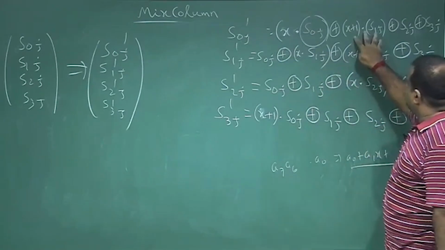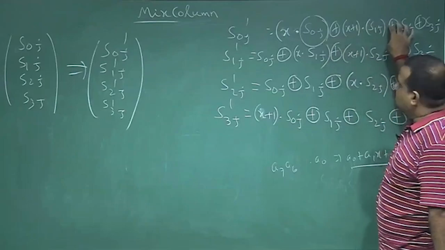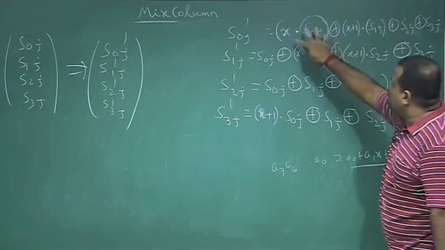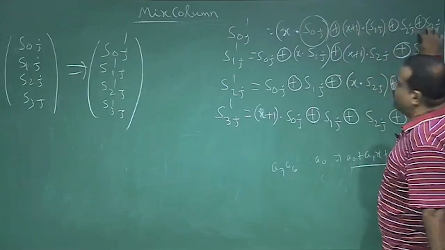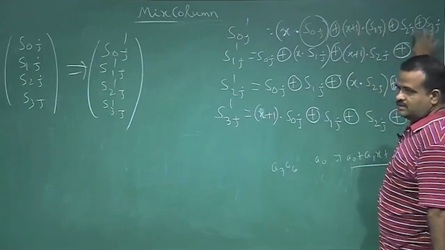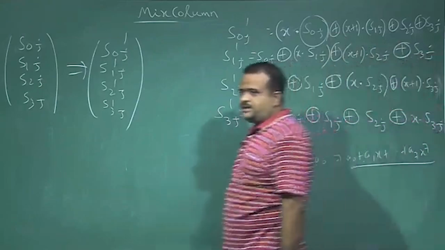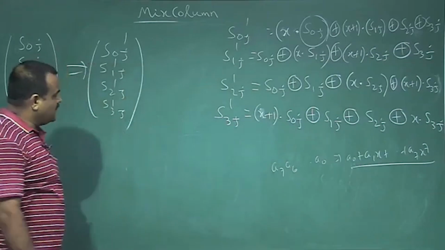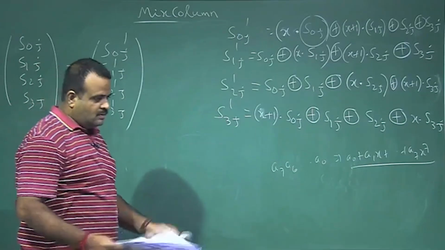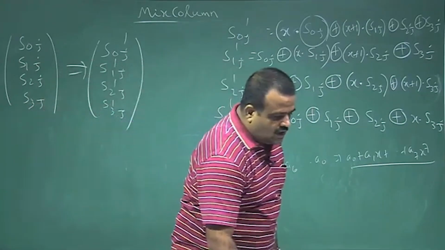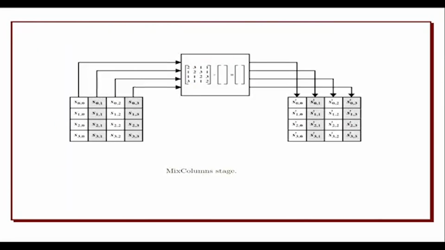So, this is also the same. All are 8 bits. So, we are doing the bitwise XOR. Once we get 8 bits, we can do the bitwise XORing. So, this is a mixture of field operation and bit operation. So, this is the way we do the mix column operation.